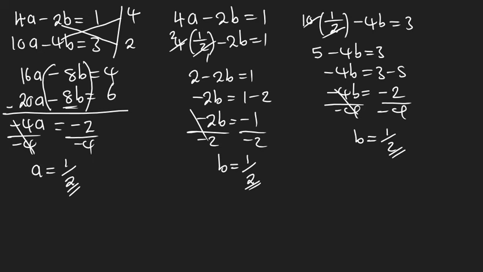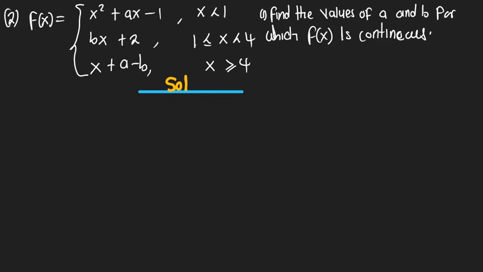Okay, so for this particular function to be continuous, your a must be equal to 1 over 2. Your b must equal 1 over 2. Okay, that is how you are able to calculate this particular question. Okay, we go to the second question. We shall use the same concept.